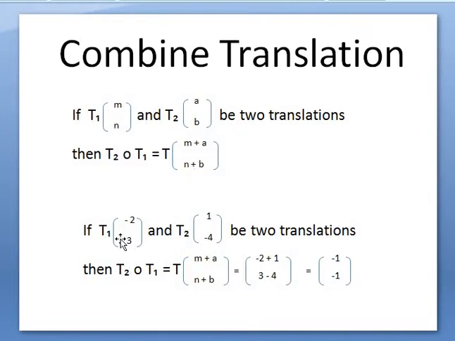So look at a particular example. T1 is (-2, 3) and T2 is (1, -4). Then the combination of these two translations is given by (m plus a, n plus b). By putting the values of m, a and b, we get (-1, -1). This is the final rule to find the final image. So to find the combination of two translations, first we find the combination rule of translations like this, and then we find the image of the given object point.